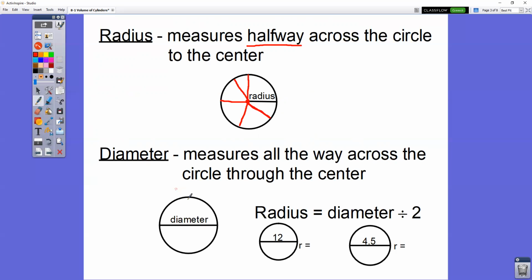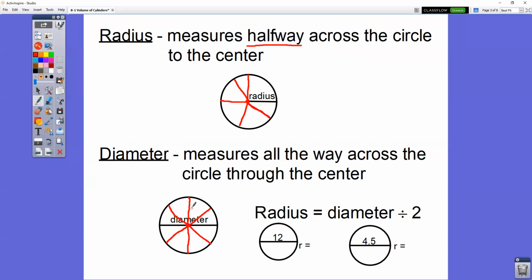The diameter, on the other hand, goes all the way across the circle. It goes through this center piece, through the center of the circle, but it goes all the way across the circle. Now, most of the time you'll see it go left to right, just like this, but it could go up and down. It could go at some weird diagonal, as long as it goes through the center of the circle and touches both ends of the circle. So it goes all the way across.